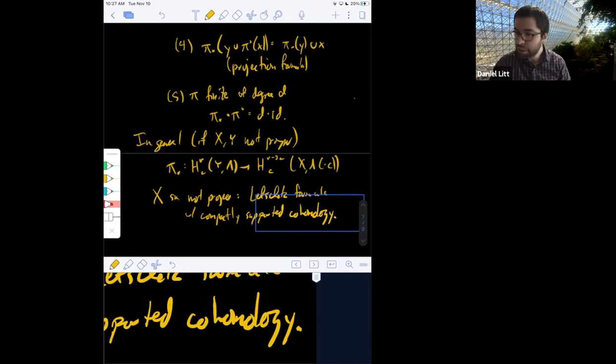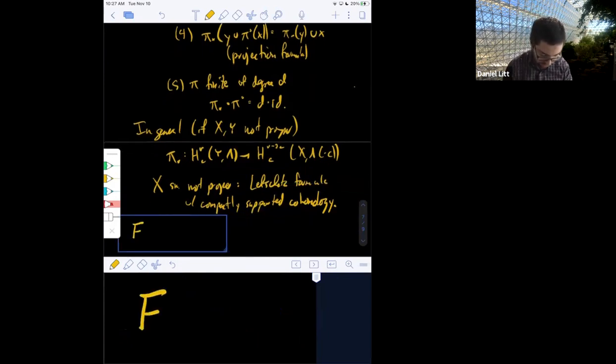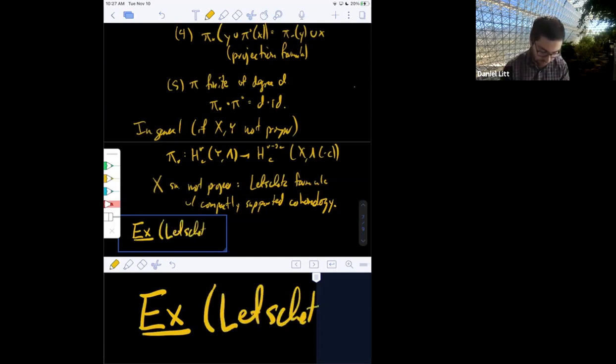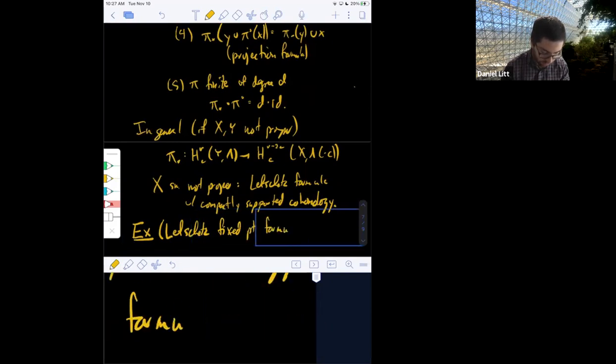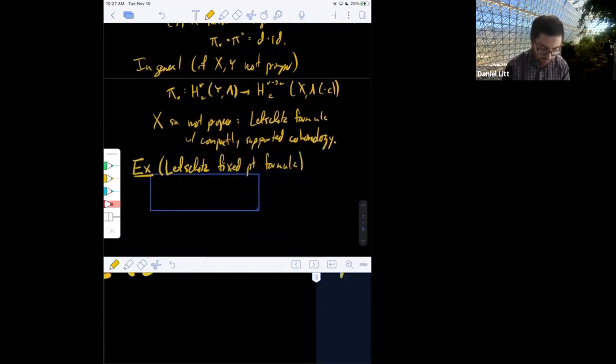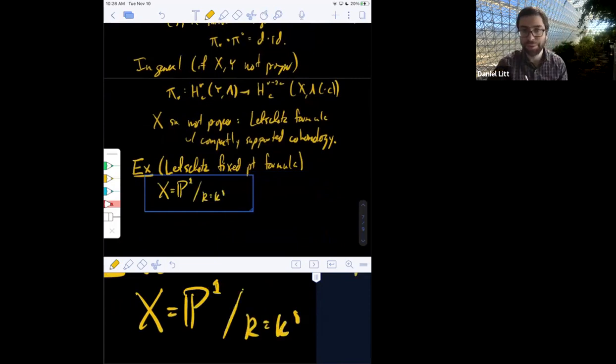Okay, so maybe before proving the Lefschetz formula, let's actually just do a couple of examples. So here we can actually see it's true already for some examples, given what we've already computed in étale cohomology. So let's just consider the case where X is P1 over a separably closed field. So what are some of your favorite maps from P1 to itself?